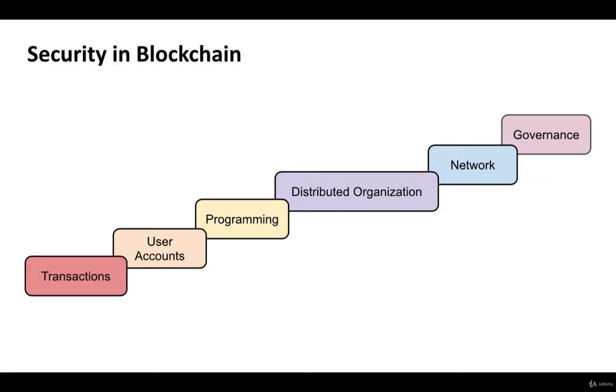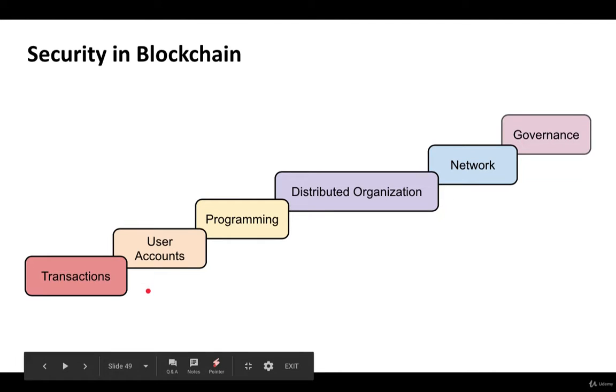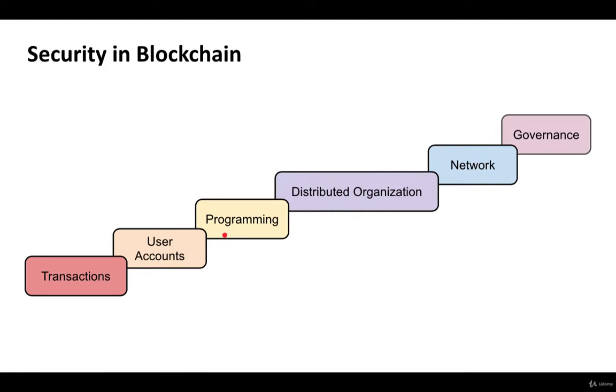So in terms of security in blockchain, let's look at the different levels at which security needs to be provided. We start at the basic level, that is at the transactional level, then at the user accounts level, at the programming level, at the distributed organization or peer-to-peer level, then at the network level, and then at the governance level. So let's start with the first one, that is the transaction level.